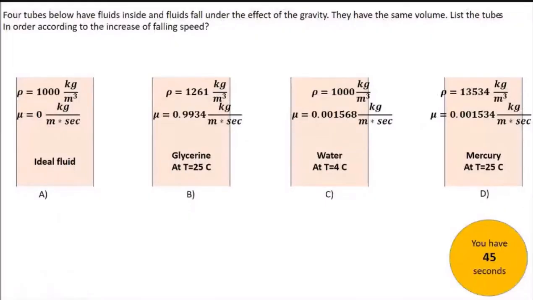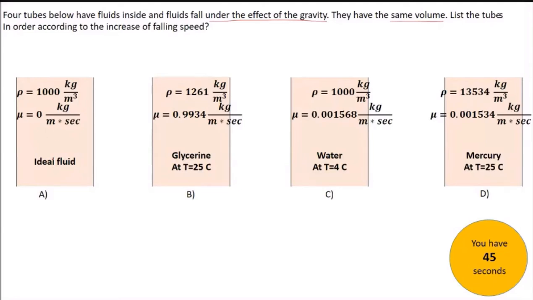Hello everyone. We have a question about the importance of kinematic viscosity. The question says that we have four tubes with the same volume, and they are falling under the effect of gravity. The question says, arrange them according to the increase of the falling speed. Which one falls fastest and which one falls at the slowest rate?